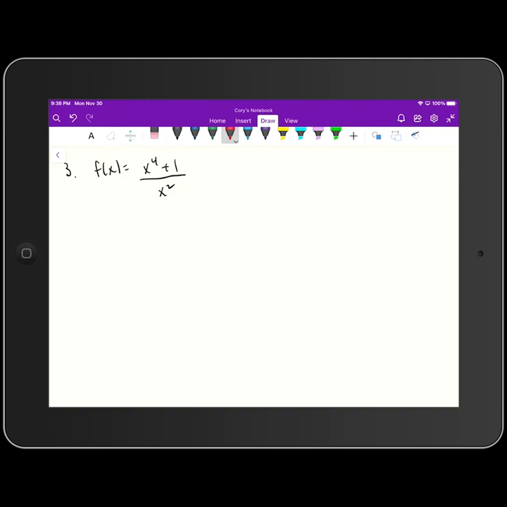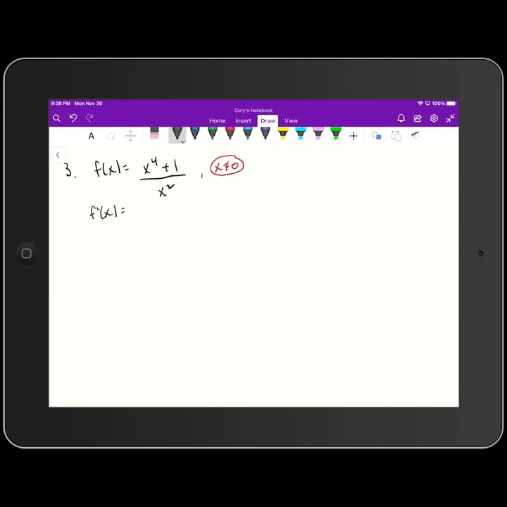So again, first thing we want to do with this example is check the domain. This function is rational, so our denominator cannot be equal to 0, which means that x cannot be equal to 0. Okay, so we're going to need to check that once we have completed our sign chart for f prime. Okay, so we're going to go ahead and differentiate this function to find the critical points.